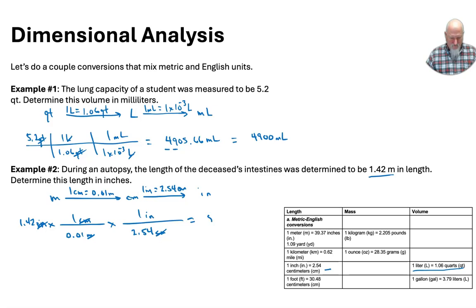So 55.906 inches. We start with 3 significant figures. These are exact conversions, so we should have 3 significant figures in our answer. 55.9, after the 9 is a 0, so we're going to leave the 9 as a 9. 55.9 inches is equal to 1.42 meters. Okay?